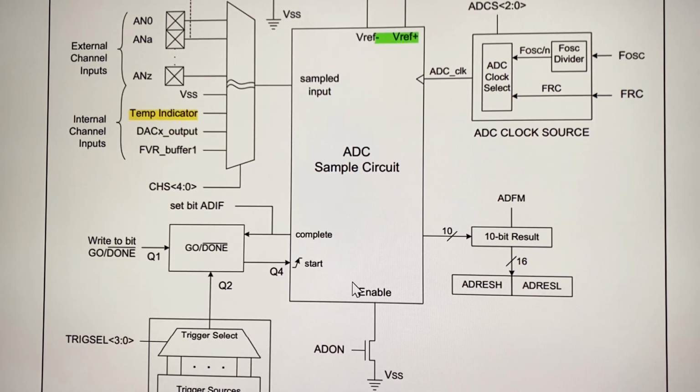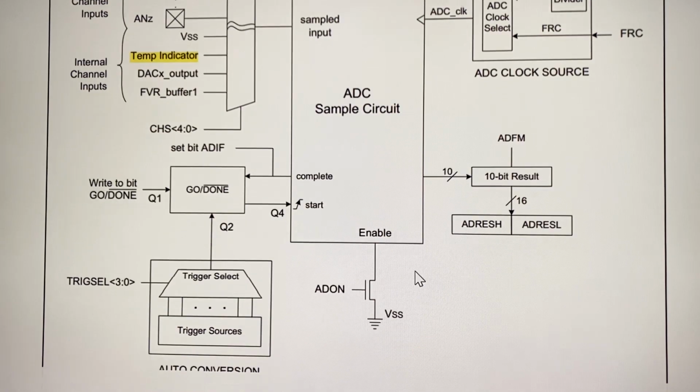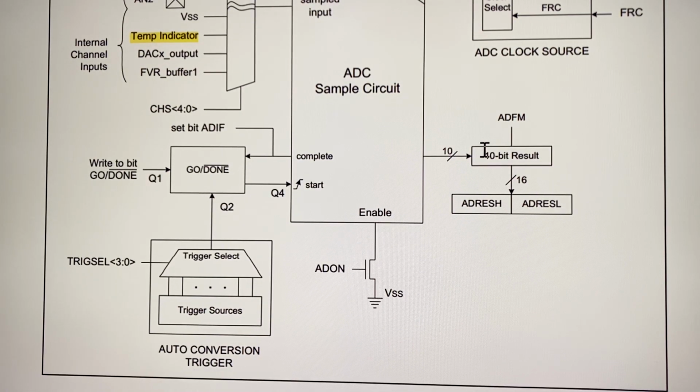Sometimes the standard is almost 5 microseconds conversion time. And every time you take a reading, the reading is stored as a 10-bit result, and that result is stored in these 2 registers: analog to digital result low byte, or analog to digital result high byte.